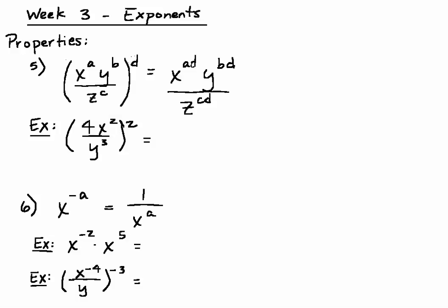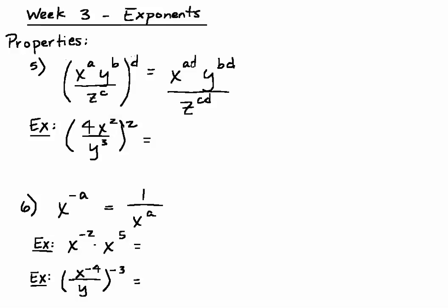I have two more properties that I want to go through. The fifth property tells us that when we are raising a term to an exponent, we're going to raise everything inside that parentheses to that exponent. So let's just go ahead and look at the example.